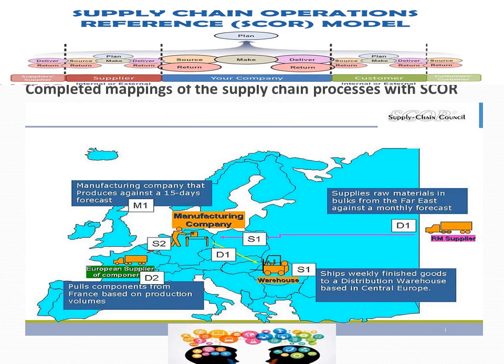Okay, this is another picture showing the complete mapping of the supply chain process with the SCOR model. M is making, S is sourcing and D is delivering. If you see this picture, you can see how all these activities or processes are interconnected to complete supply chain management globally.